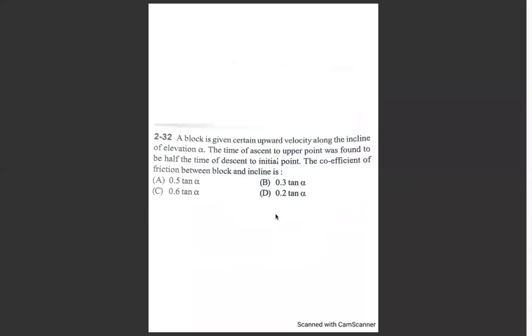This kind of problems are often expected in NEET. Last year also it came, and in JEE Main also it comes. Do it.